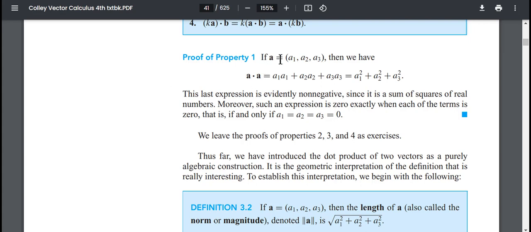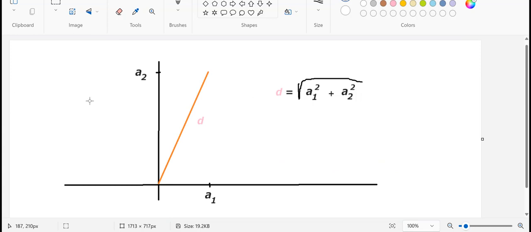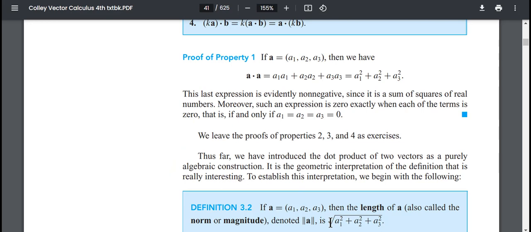Also, if A is only 2-dimensional, then it's going to look like A1 squared plus A2 squared. If you have a vector like this or a line like this, and you want to know the length of it, you can use the Pythagorean theorem, which is A1 squared plus A2 squared, and take the square root. If you had 3 dimensions instead of just 2, the distance would be this formula, where this would be the third dimension component of that line or that vector.